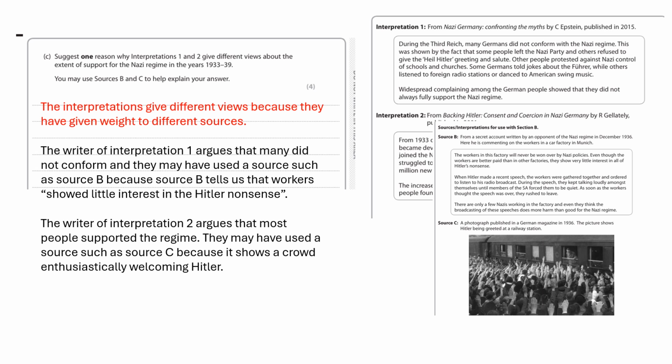So we're going to repeat ourselves. What does the writer of Interpretation 1 argue? And what source have they used? What does the writer of Interpretation 2 argue? And what source do they use? So this feels repetitive because you will have already explained what the interpretations argue in question 3b. But remember, it doesn't matter if we're repetitive because every question is marked discreetly.